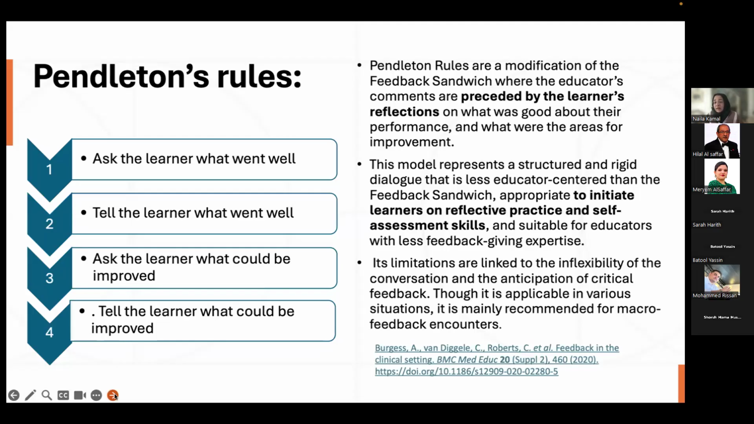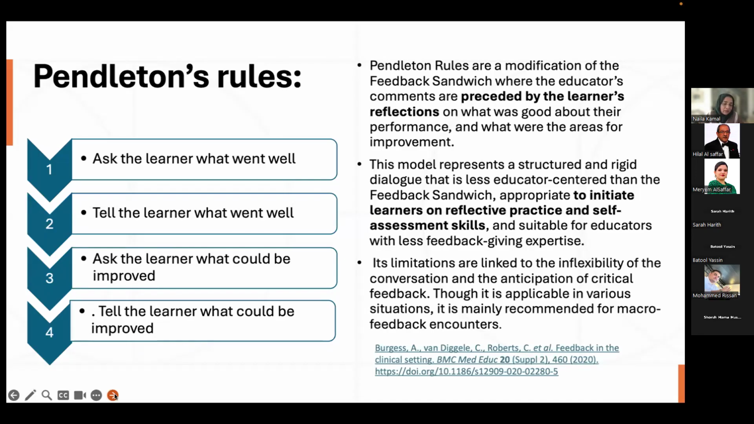And maybe the learner might not have insight into what they've done well, but you could say that you might not have noticed, but the way you gave this or performed this procedure or this task is very much aligned with how it should be, or something like that. It depends on whatever the procedure is. And then you ask the learner what could be improved.